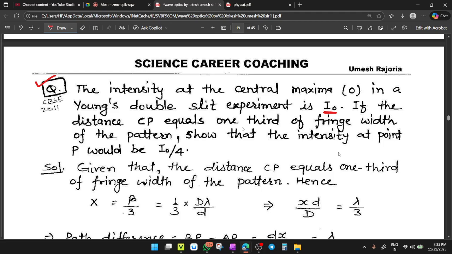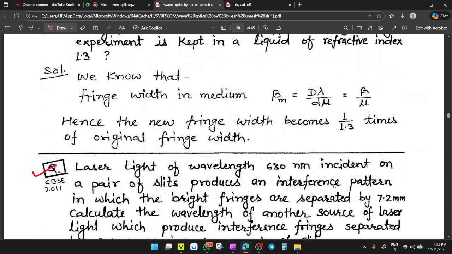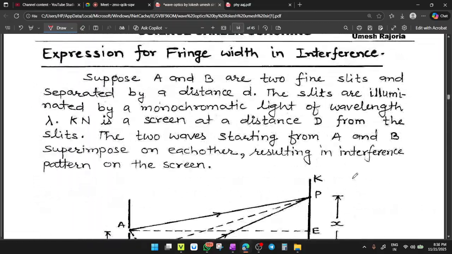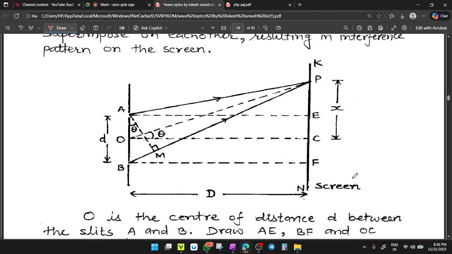If the distance CP equals 1/3 of the fringe width of the pattern, show that the intensity at point P becomes I naught by 4. So given that the distance CP equals 1/3 of the fringe width, what is CP, students? CP means the path difference. I think it may be clear by the diagram. Where is CP? Yes, here.